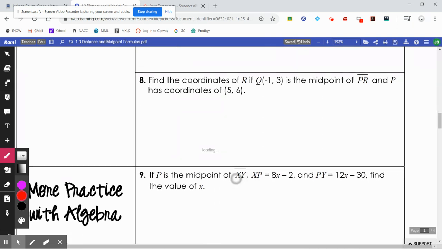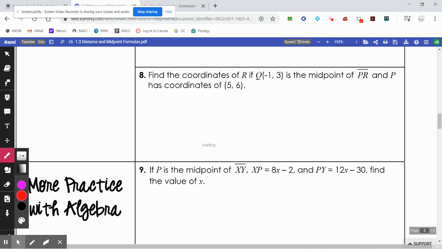The next one says find the coordinates of r if q is that, and the midpoint is 5, 6. So one of our endpoints is at -1, 3. Our midpoint is at 5, 6. And we're asked to find the other endpoint. So from -1 to 5, we went up 6, so we go up 6 again, and that gives me 11. From 3 to 6, we went up 3, so go up 3 again, and that gives me 9. So 11, 9 would be my other endpoint.